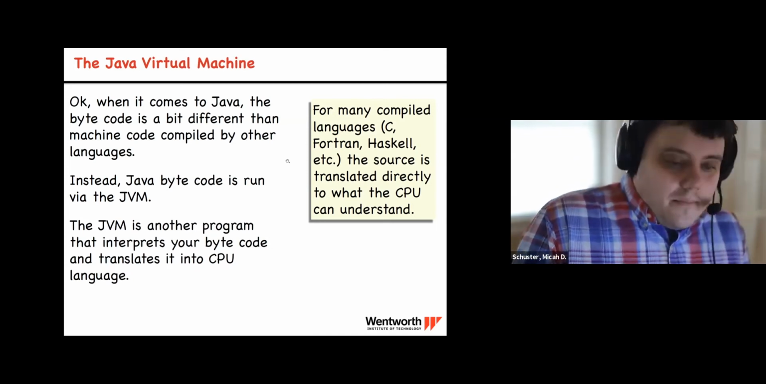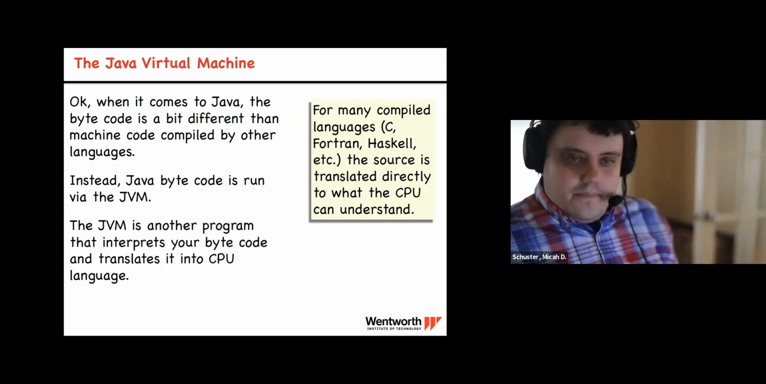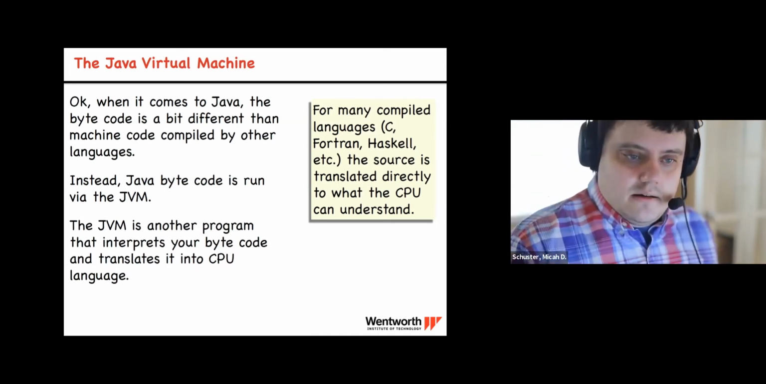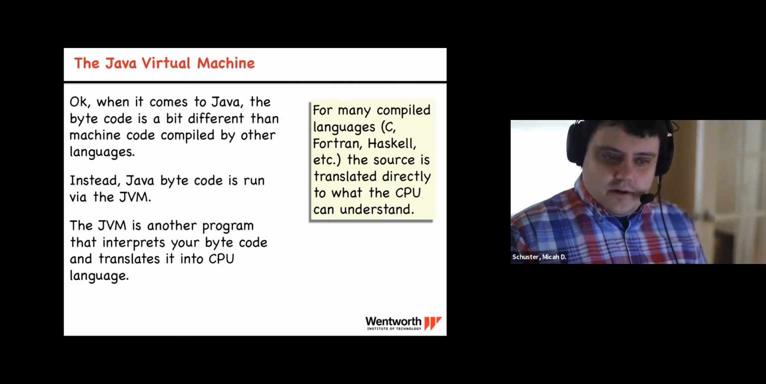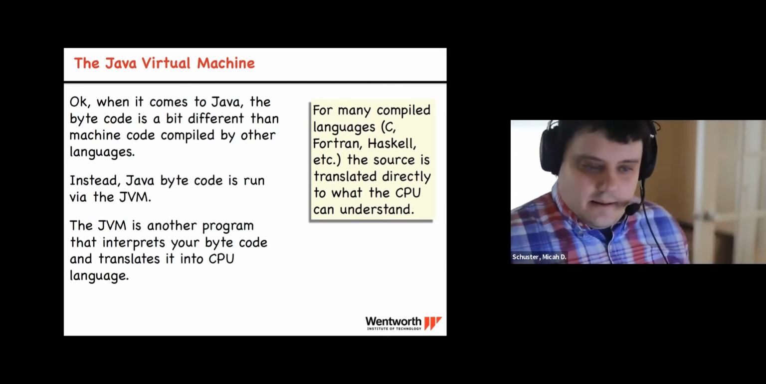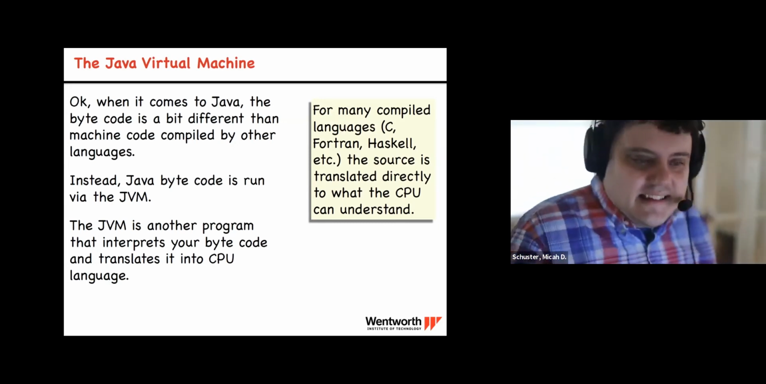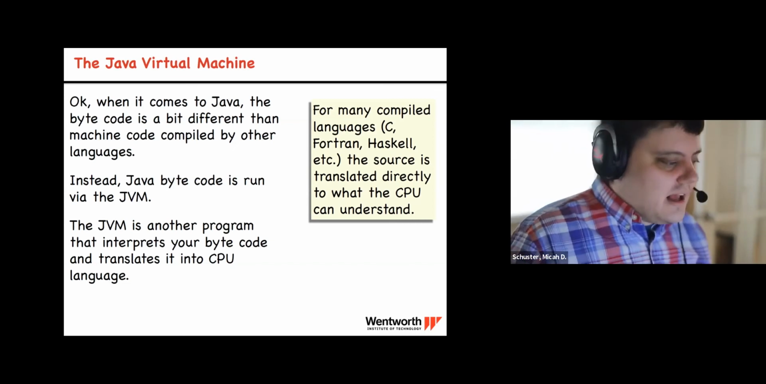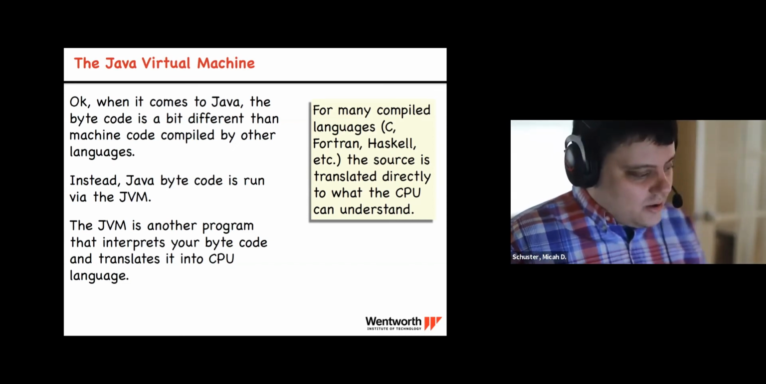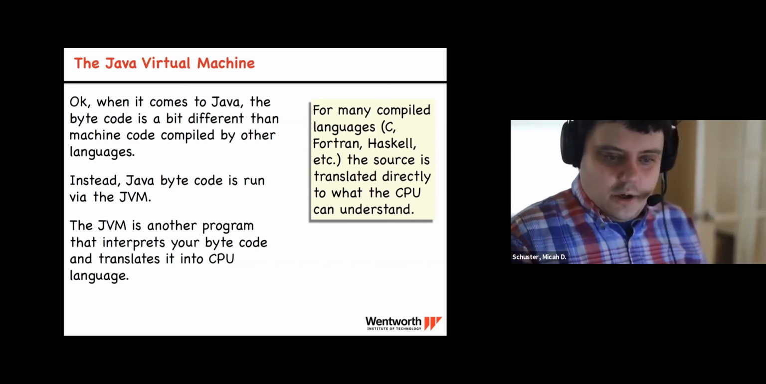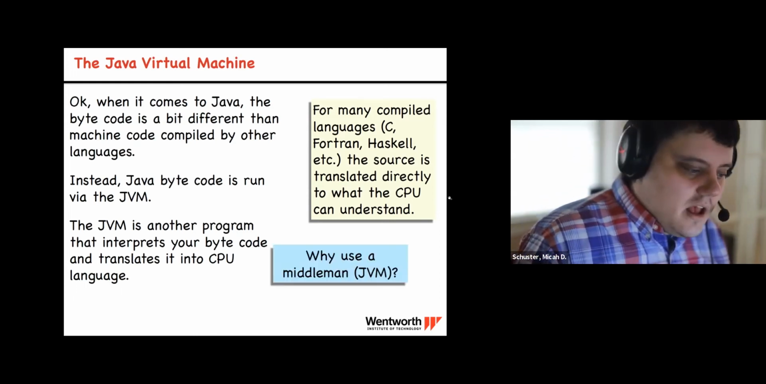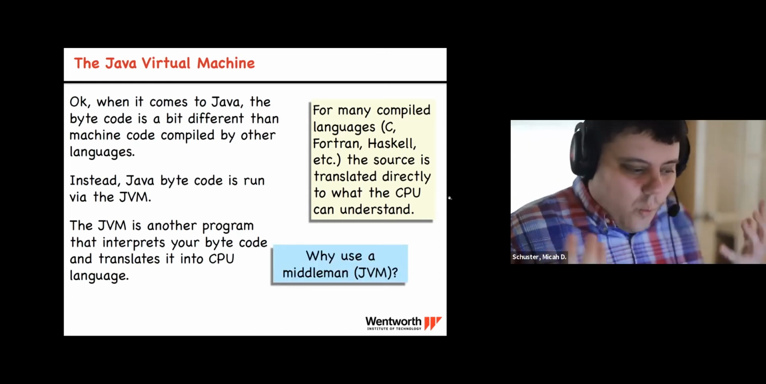The JVM is just another program. It's a middleman. It interprets your bytecode and translates that into something that the CPU can read. So it's like an extra step compared to something like C or Fortran or C++. You go to bytecode, and then you run on the JVM, and that bytecode gets turned into CPU stuff. So then the question becomes, why use a middleman?